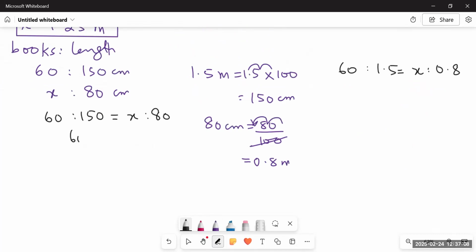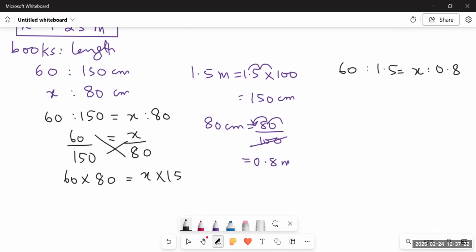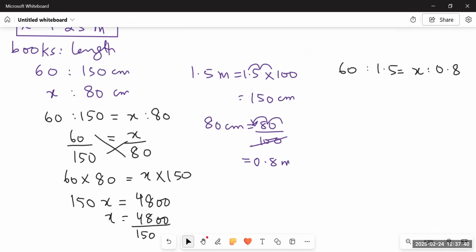So what are we going to do? First, we will transform it into fractions. It becomes 60 upon 150 is equals to x upon 80. Then we will cross multiply them. So it becomes 60 multiplied by 80 is equals to x multiplied by 150. Next, we are going to write x multiplied by 150, that is 150x, on the left-hand side to make x the subject. And then we will multiply 60 by 80. 8 sixes are 48 and 0, 0. Finally, the answer would be x is equals to 4800 upon 150. So, 0, 0 cut.